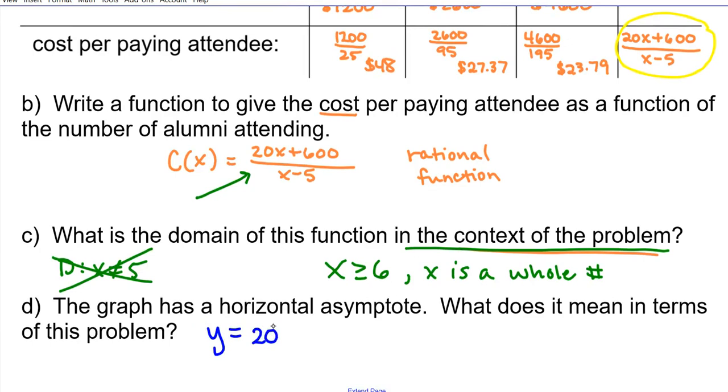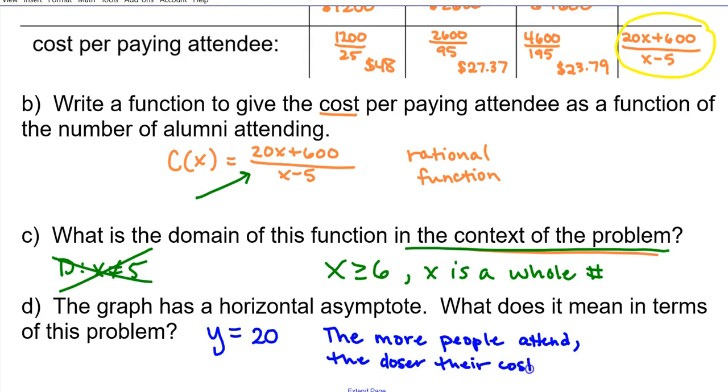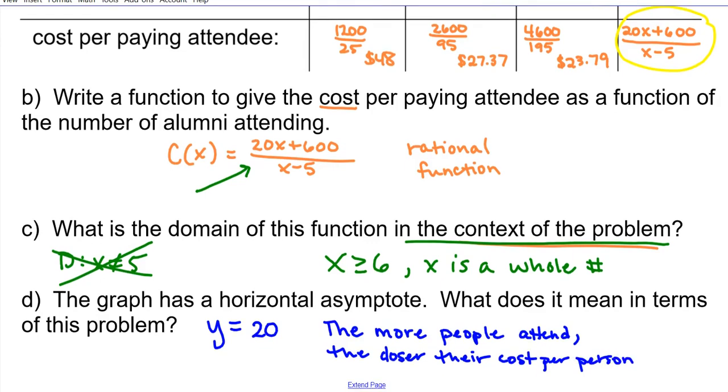What does that mean in terms of this problem? The more people attend, the closer their cost gets to $20. Their individual cost. And that does say closer, it doesn't say closer, but I'll just go ahead and rewrite it just for fun. The more people attend, the closer their cost per person gets to $20.